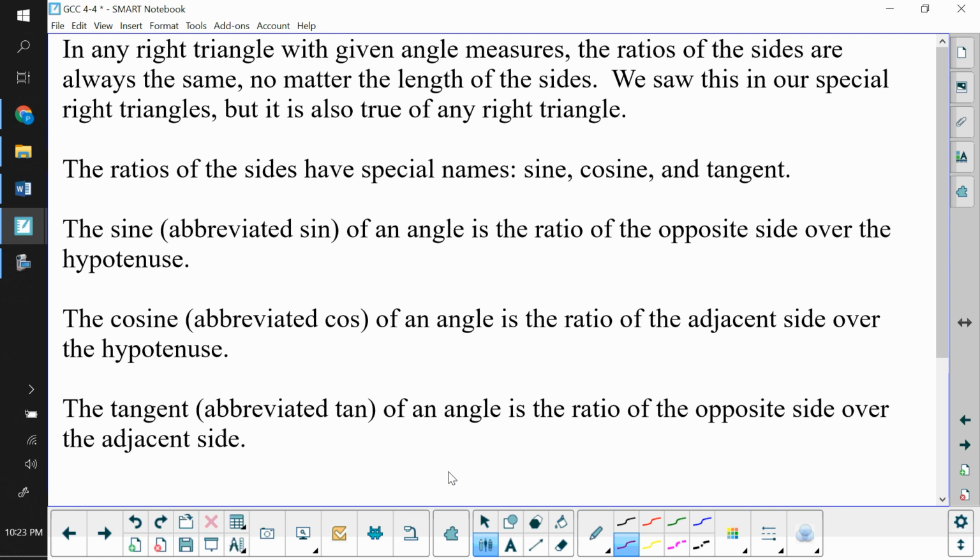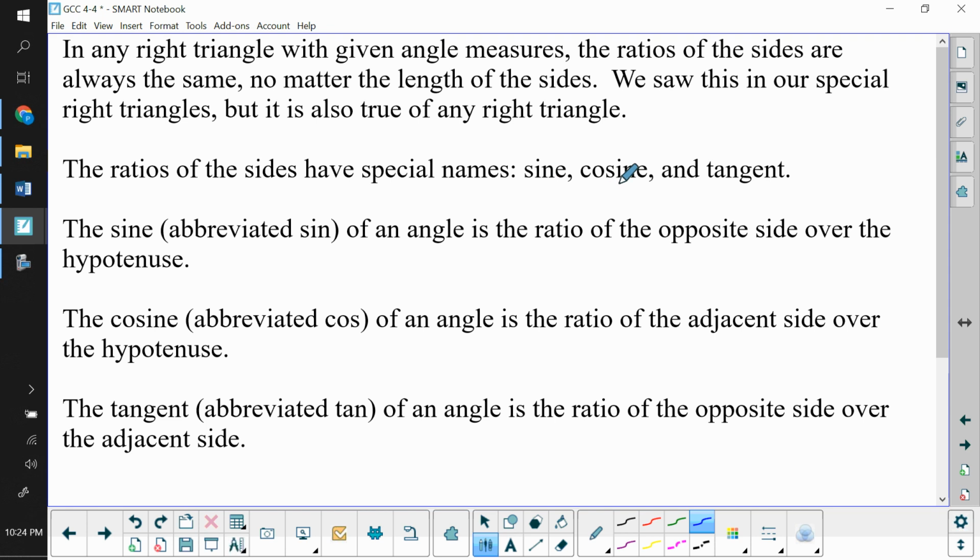All right, down on the bottom, in any right triangle, when you're given an angle measure, the ratio of the sides is going to be the same no matter the length of the sides. So what's meant by that is if you have, say, a 40-degree angle in your right triangle, the opposite over the hypotenuse side will always divide and reduce to the same thing, regardless of what the side lengths are. This is true in our special right triangles, but it's also true in any right triangle. So there are three ratios for this year that you will have to know.